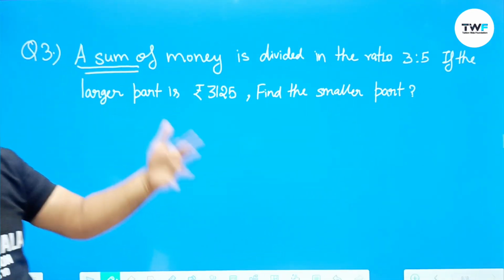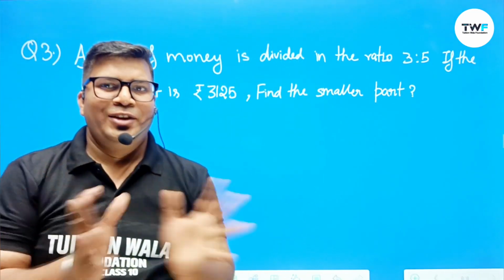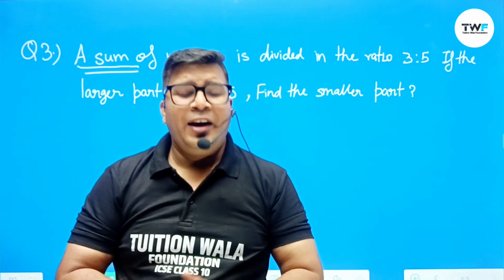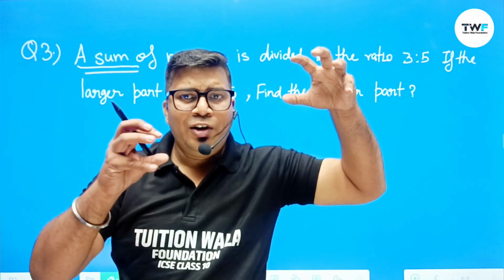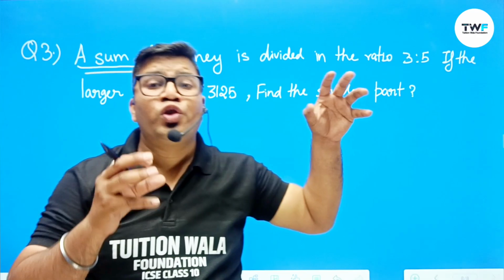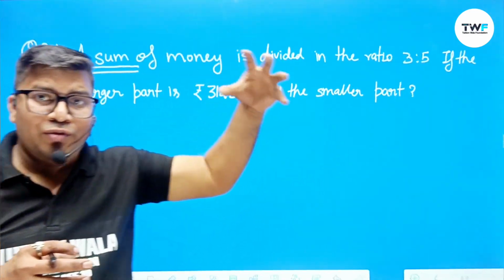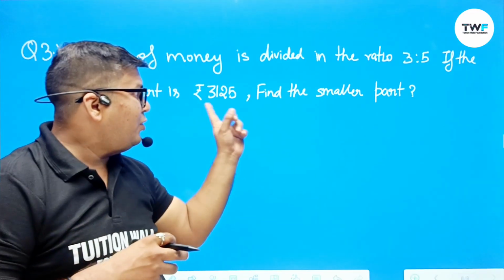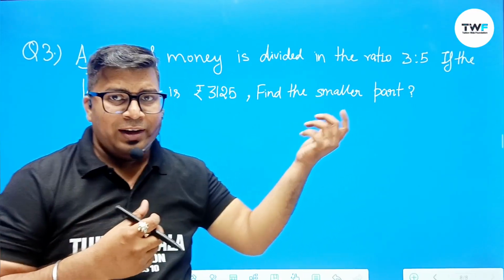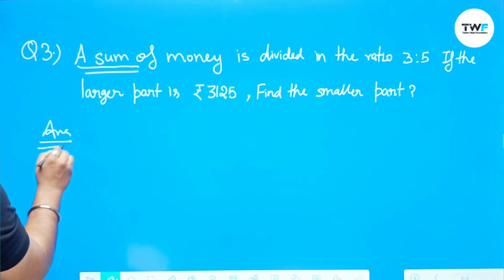The question is saying that suppose you have this amount of money and you want to divide it, and the bigger part is this and the smaller part is this. They are saying that the ratio of smaller and bigger is 3 ratio 5, and the bigger part is 3125. Then find the smaller part. What is the smaller part? I think you are understanding the question. Now how can we solve it?